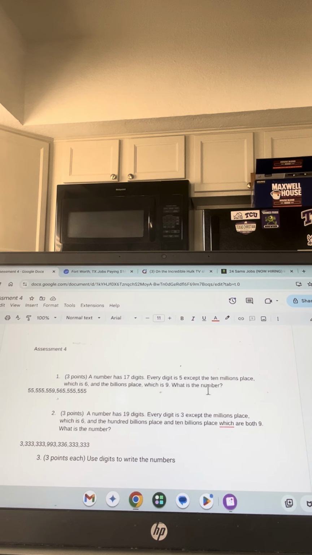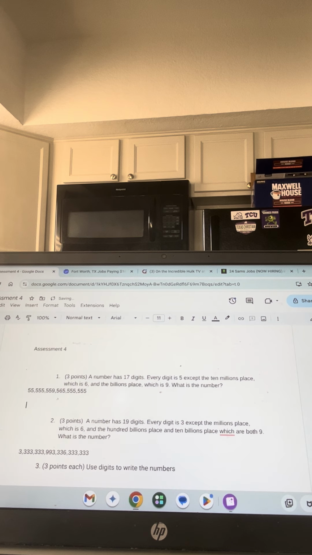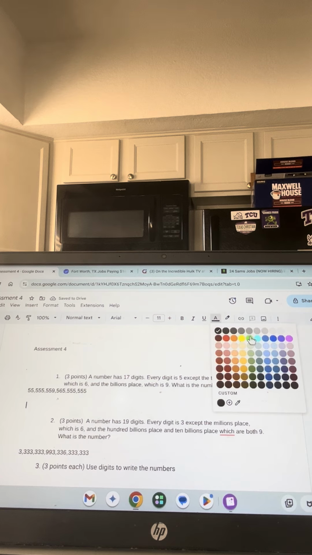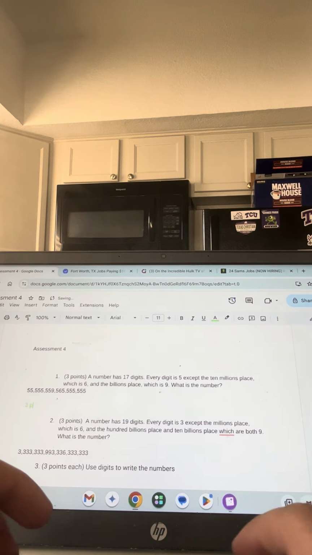A number has 17 digits. 1, 2, 3, 4, 5, 6, 7, 8, 9, 10, 11, 12, 13, 14. Good. Every digit is 5 except the 10 millions place, which is a 6. The hundreds, thousands, 10,000s, 100,000s, million, 10 millions place, which is 6. And the billions place, which is 9. Good. You got full credit for that one. So let's go ahead and put 3 points.